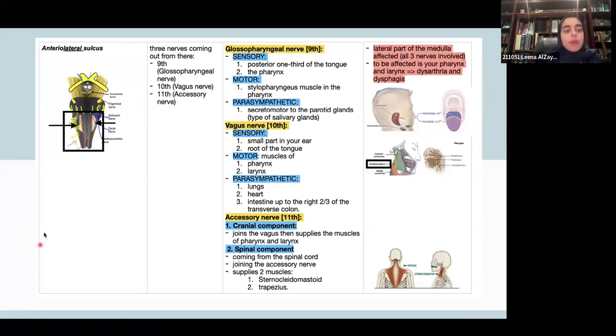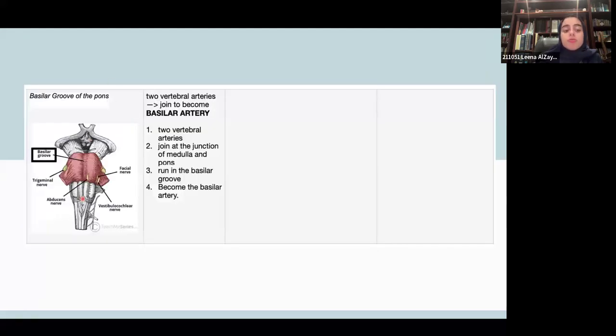This is what it supplies, the spinal segment of the accessory. And then we have, now we finished from the medulla.